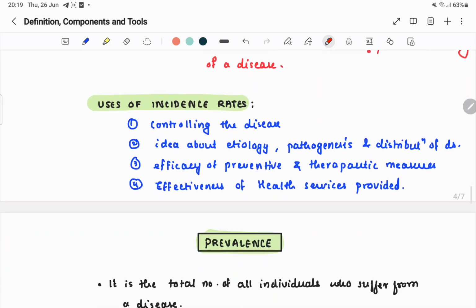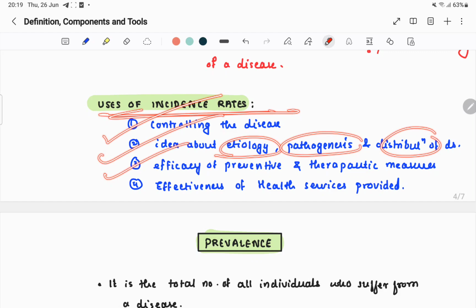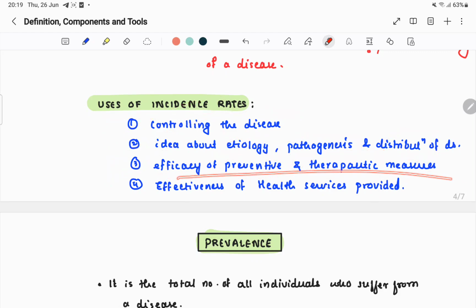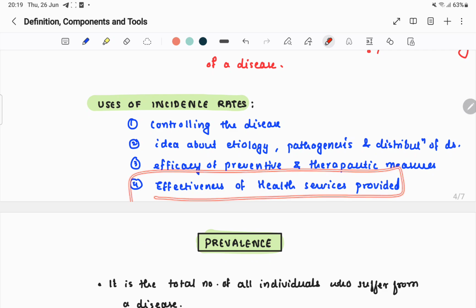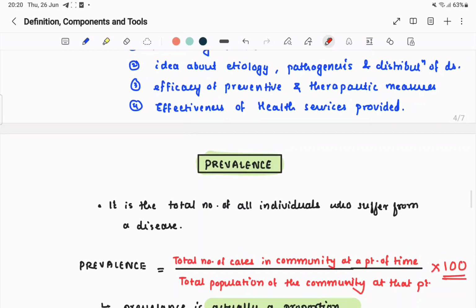Okay. So what are the uses of incidence rate? Controlling the disease, idea about the etiology, the pathogenesis, the distribution of disease, and the efficacy of preventive and therapeutic measures. It talks about how effective our measures are, how effectively we are able to control the disease so that new cases are decreased. And it talks about the effectiveness of health services provided. It is basically a screening tool for checking the effectiveness of the health services provided in the community.